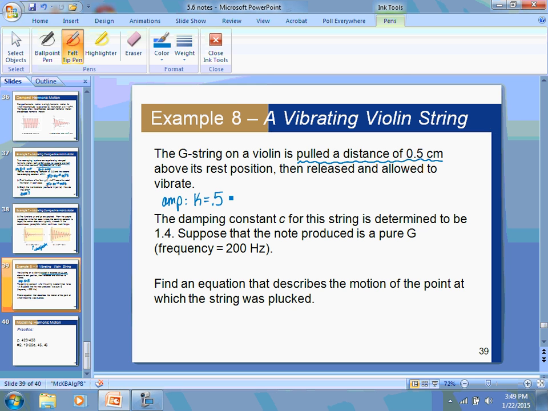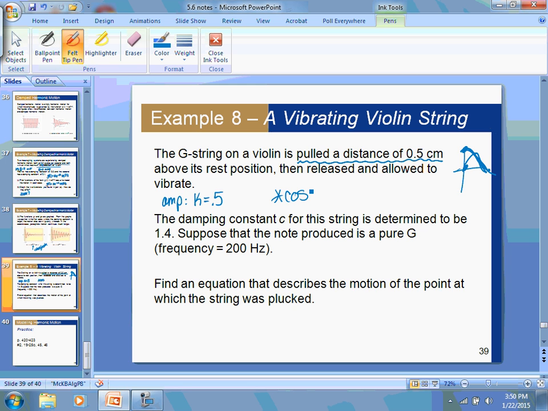It's also telling you whether or not you're going to do a sine or a cosine function. The string is pulled all the way up, a certain distance, and then it's let go. So the starting position is higher up. If I was to graph this, I'm not starting at 0 and then going up and then down. I'm starting up and then coming down. So this is telling me that I'm doing a cosine function.